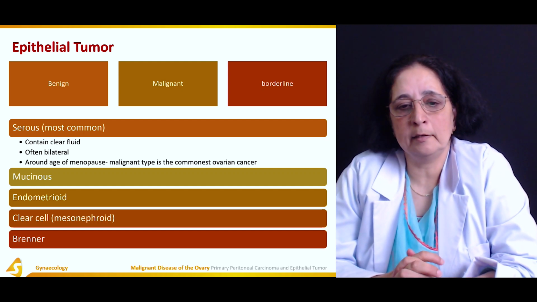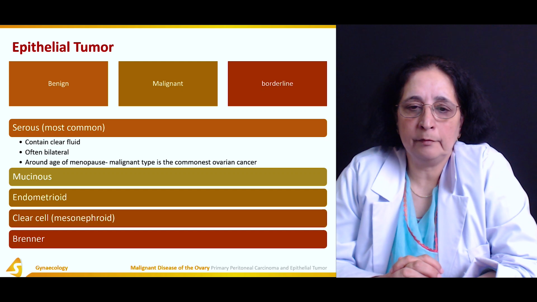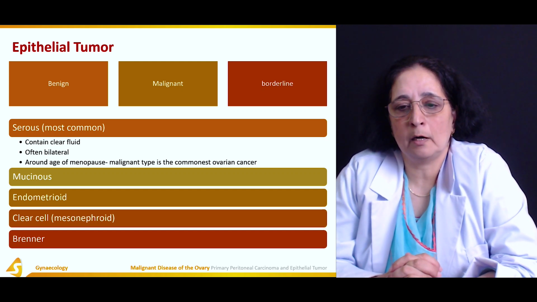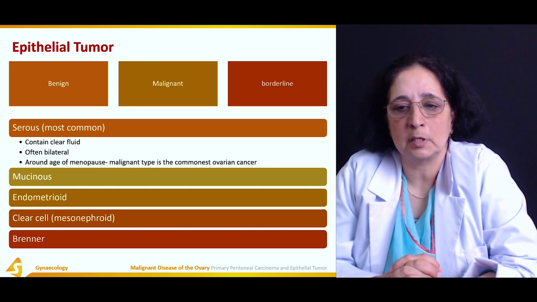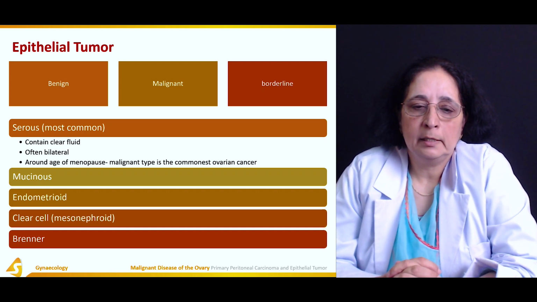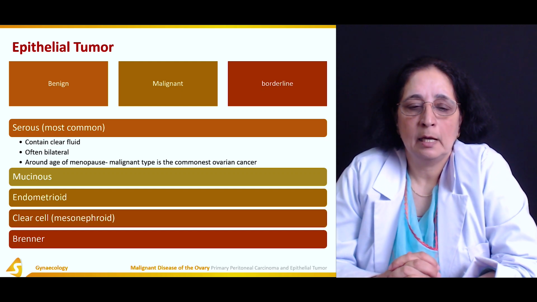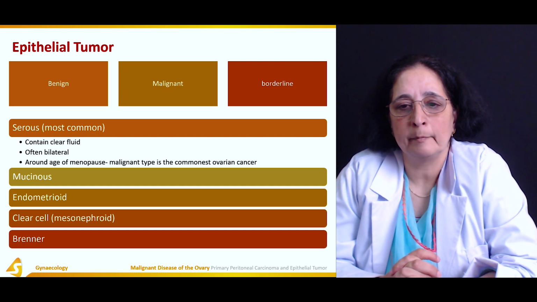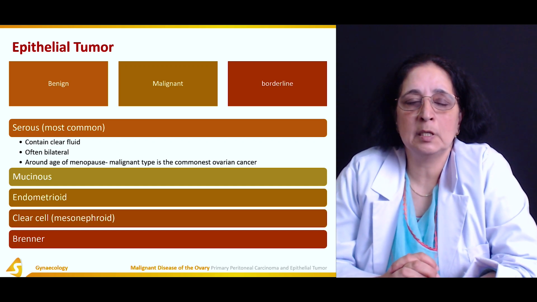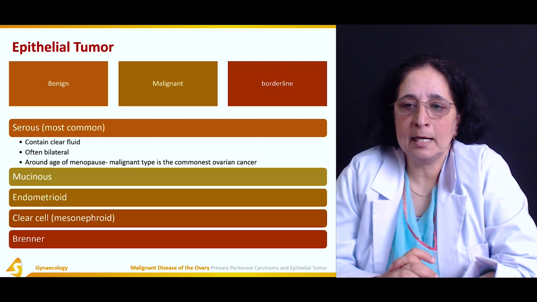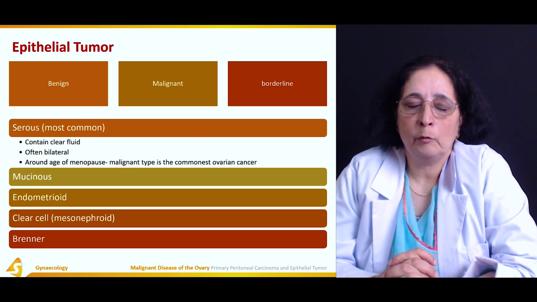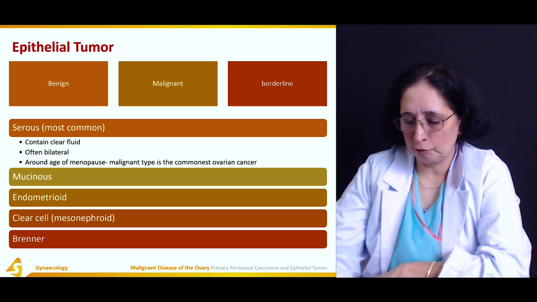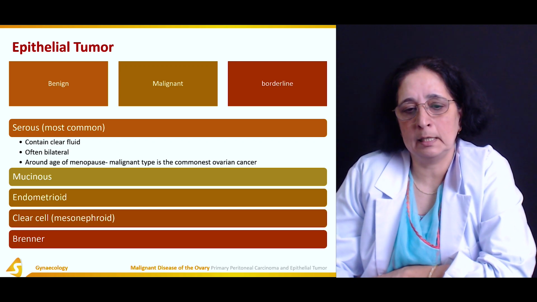Mostly they are serous, contain clear fluid, bilateral, and they are present around the age of menopause. The other type can be mucinous, then endometrioid, clear cell, and Brenner type. So epithelial tumors can be benign, malignant, borderline, and mostly they are serous, and some of them can be endometrioid, mucinous, clear cell, and the Brenner type.